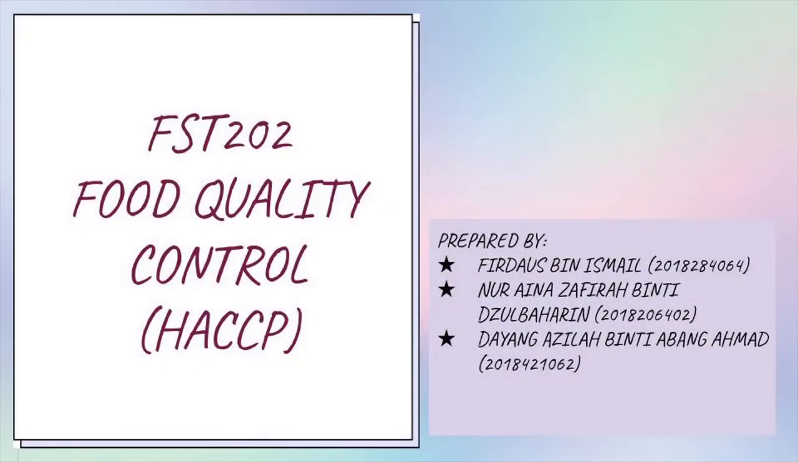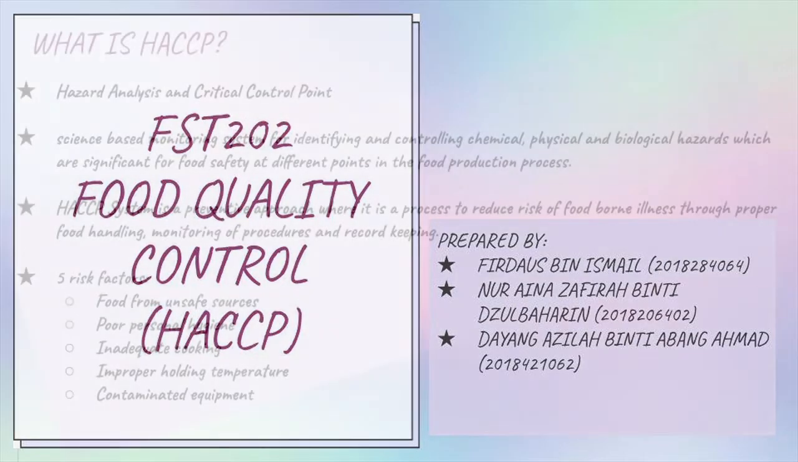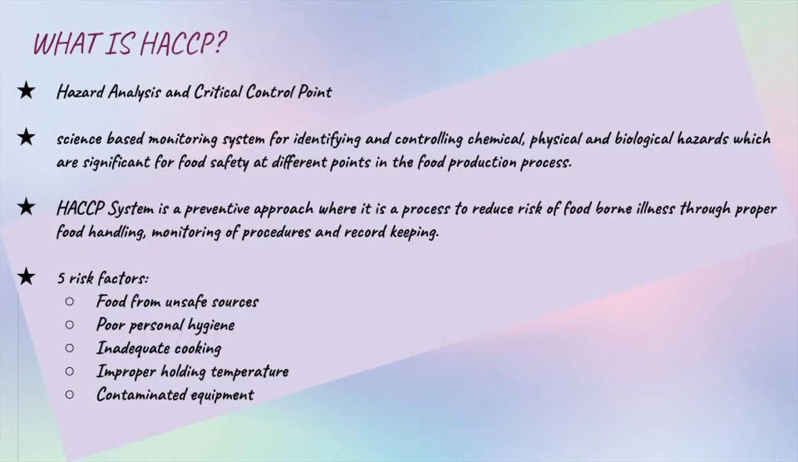Today, under the subject Food Quality Control FST202, we will share about one of the food quality systems, which is the HACCP. What is HACCP? HACCP stands for Hazard Analysis and Critical Control Point. It is a science-based monitoring system for identifying and controlling chemical, physical, and biological hazards which are significant for food safety at different points in the food production process.